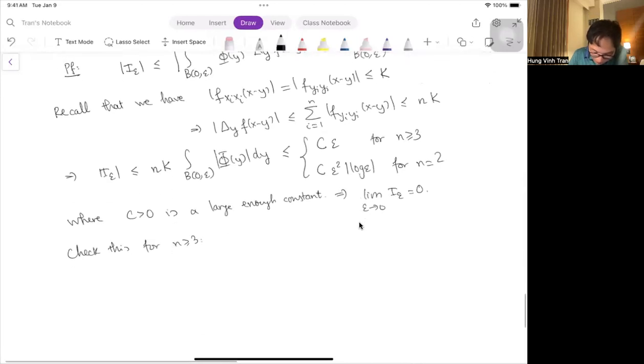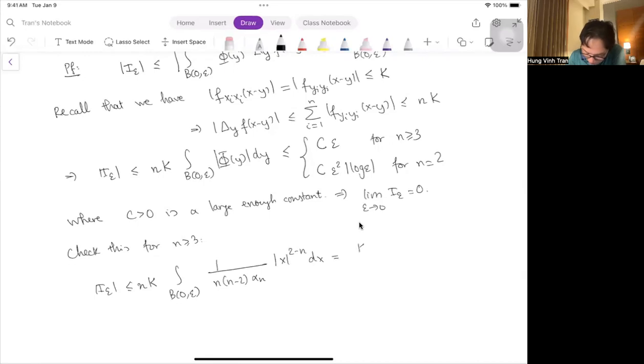Okay, so let's rewrite it. I epsilon is less than or equal to n times k times the ball B0 epsilon. Phi of y, we have an explicit formula, right? So just write down 1 over n times n minus 2 times alpha n, times |x| to the 2 minus n dx. The constant I just pull out, so this is k over n minus 2 times alpha n, times this integral.